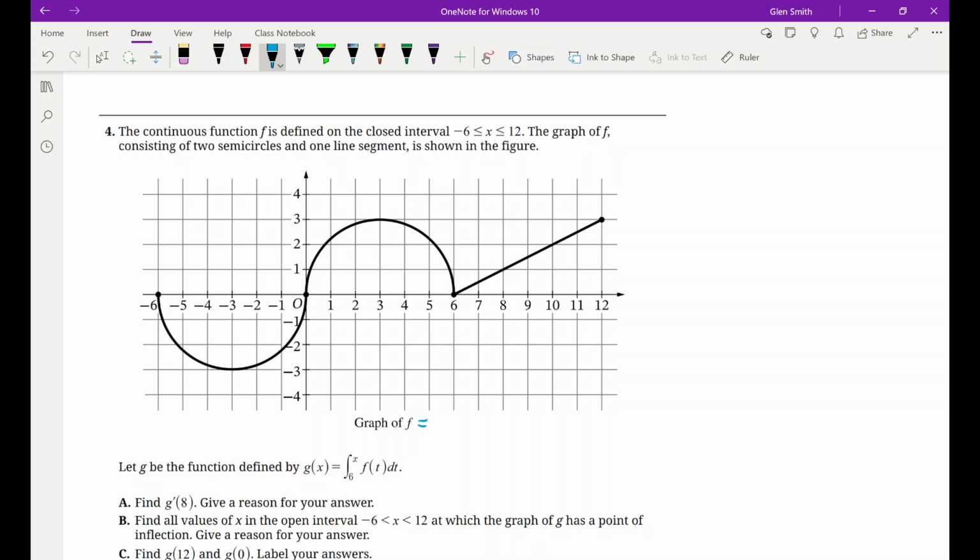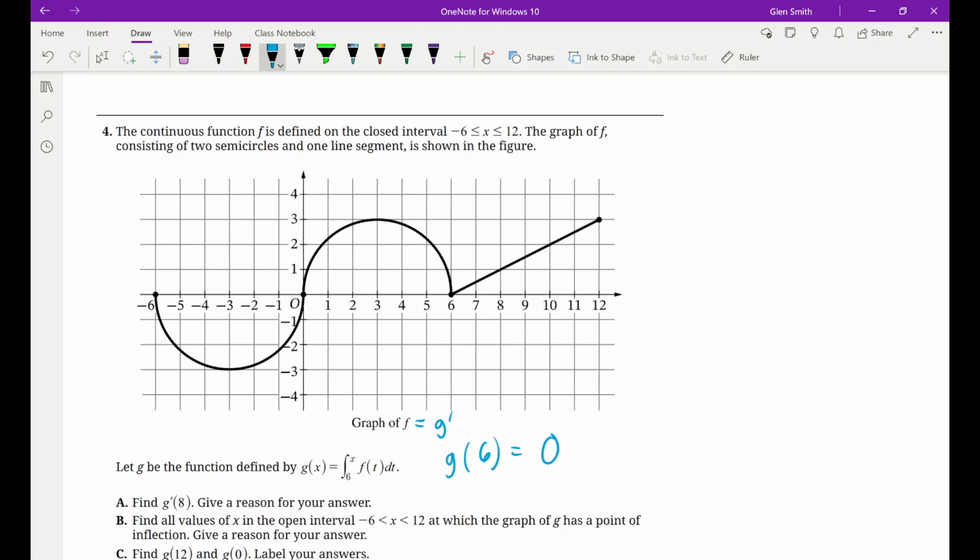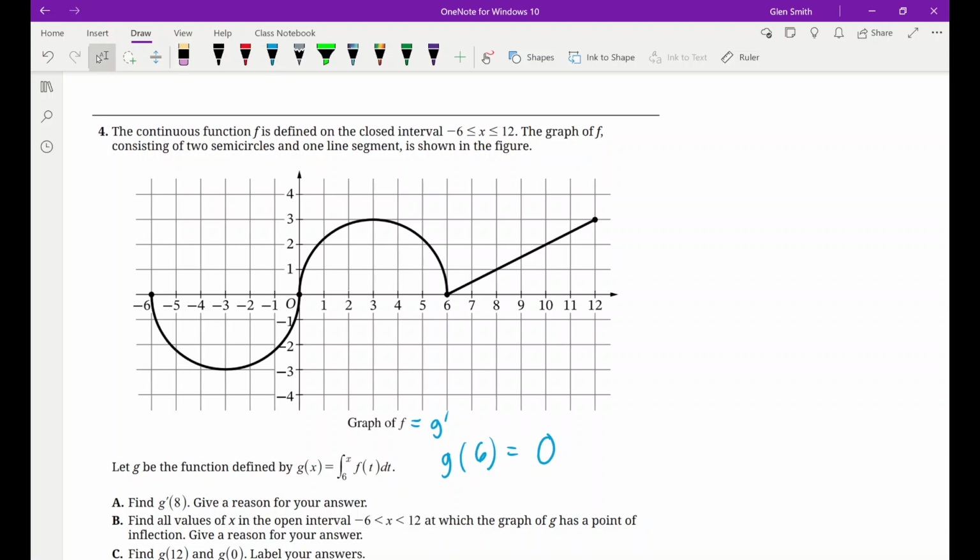And all that means to me is that this graph is really g prime, okay? And the fact that I'm starting at 6 also tells me that g of 6 is 0, okay? Now, g of 6 is 0, not because of this point here. That's g prime. So g prime of 6 is also 0, if you're paying attention to what's going on, because f of 6 is 0. So they both happen to be 0.